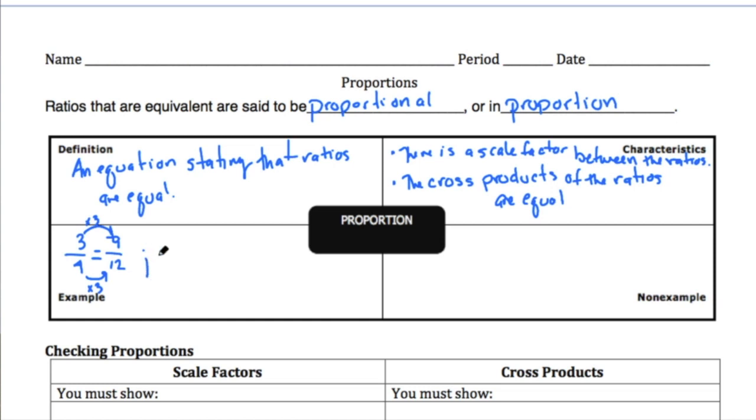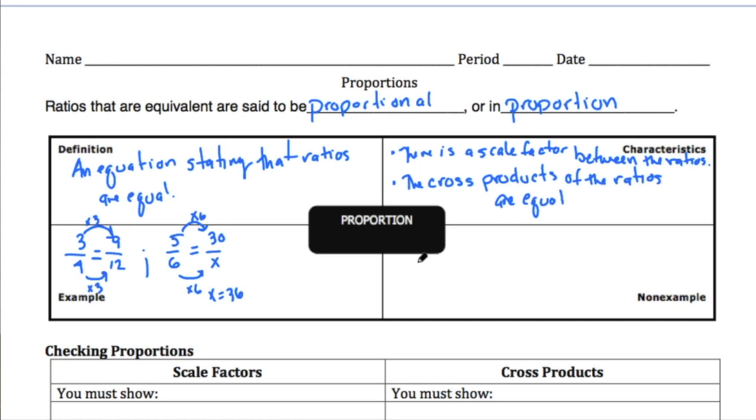Okay, let's look at a second example. 5/6 could be equal to 30 over a missing number. You'll often see a missing number. And I'm sure some of you have already keyed in on what that value could be because you saw that the numerators have a scale factor of 6. So the denominators will have to have a scale factor of 6. So in this case, x is 36. Great, those are proportions. What are some non-examples?